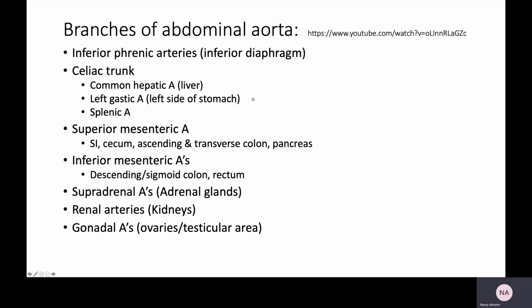So anytime you hear mesenteric, think small intestine, large intestine, because there's going to be a membrane known as the mesentery, which we'll talk about when we get to the digestive system, which will cover the intestines. So we need to know about the suprarenal arteries because they're going to supply the adrenal glands. Renal arteries are super important because you need your kidneys to be healthy and happy and functioning properly. And then the gonadal arteries, which will, of course, supply the ovaries or the testicular area, depending on what gender you are.